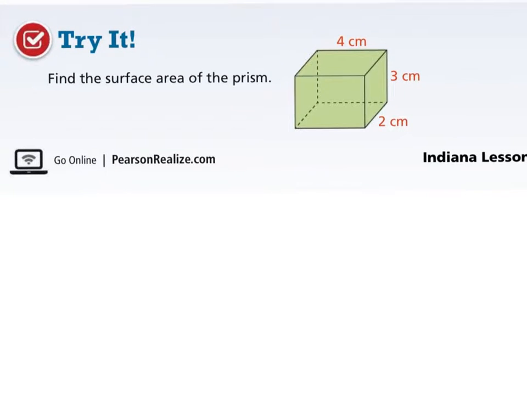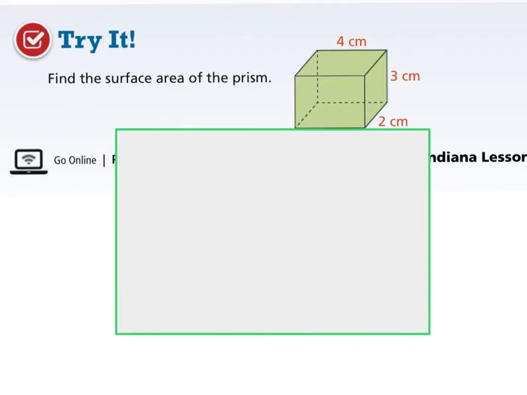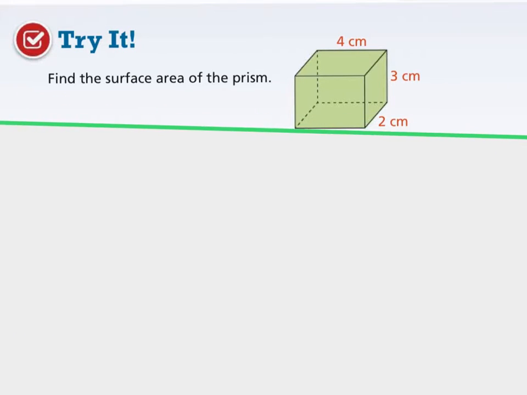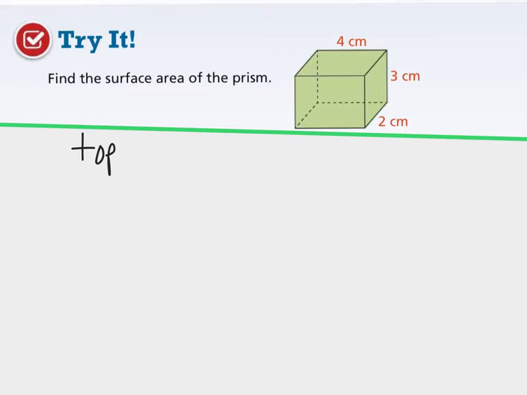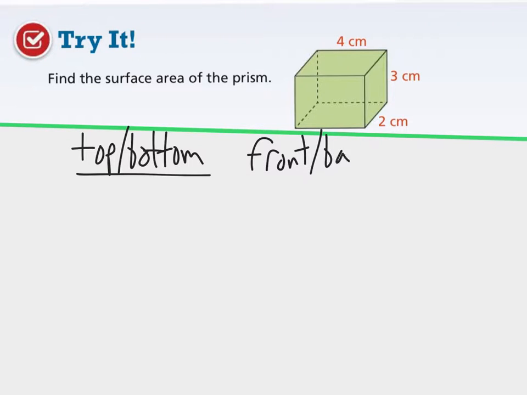So the try it, they wanted the surface area of this prism. So like we talked about in a rectangular prism, we're going to have pairs of sides that are going to be twins. They're going to be exactly the same as each other, so identical twins here, I guess. So we've got the top and bottom would be one set. We've got the front and back, and we've got the sides.